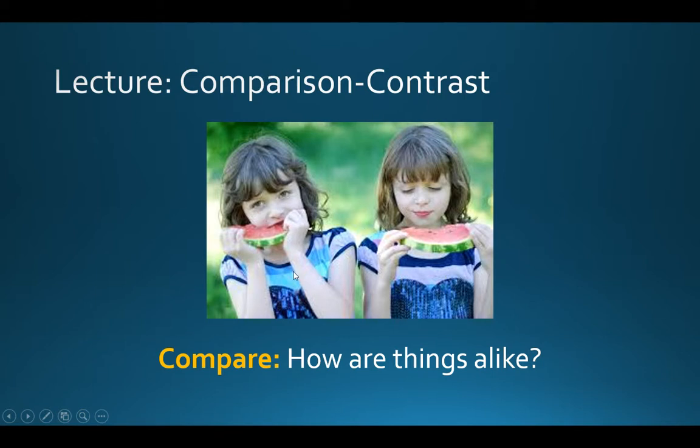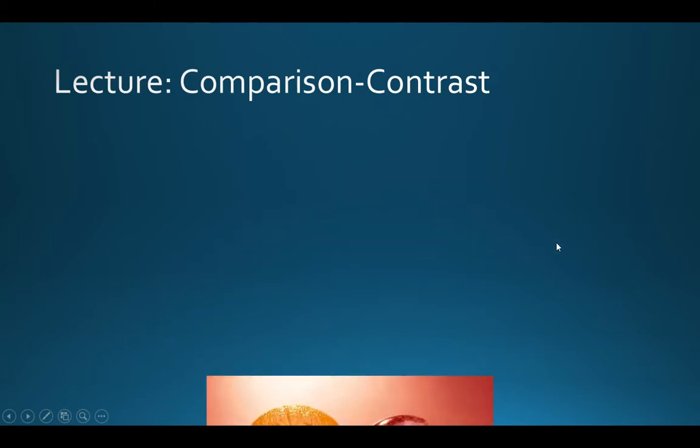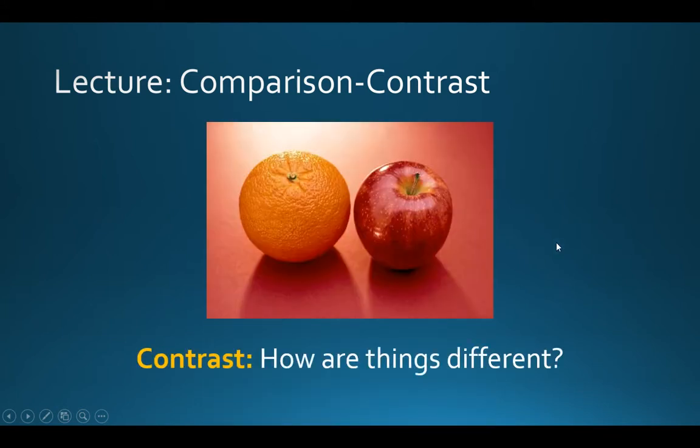So compare contrast. Again, compare is how things are alike, whereas contrast is how things are different. Again, apples and oranges are both fruits, but they are different. We could look at how that would be.